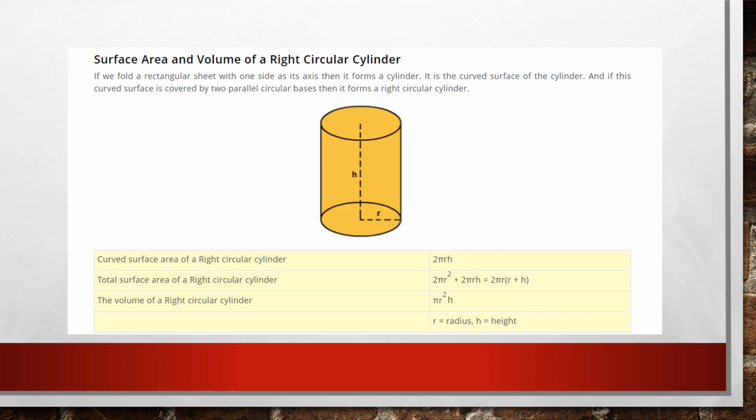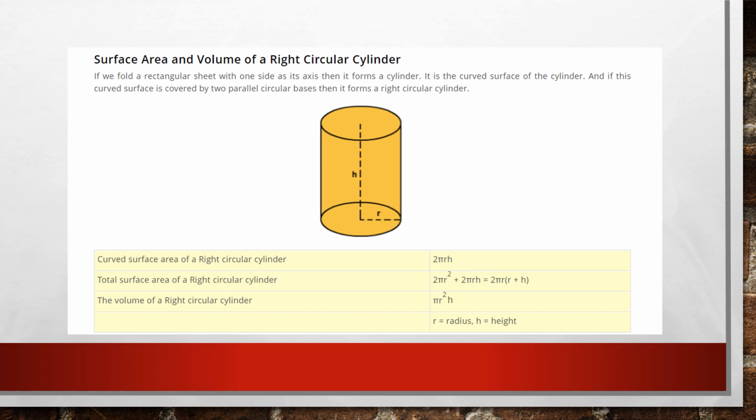So what will be the curved surface area for a right circular cylinder? 2 pi r h. Because if it is made with a rectangular sheet, then the area is L into B. But now the base is a circle, so it is 2 pi r, and the height is h, so 2 pi r into h. So we are getting 2 pi r h.